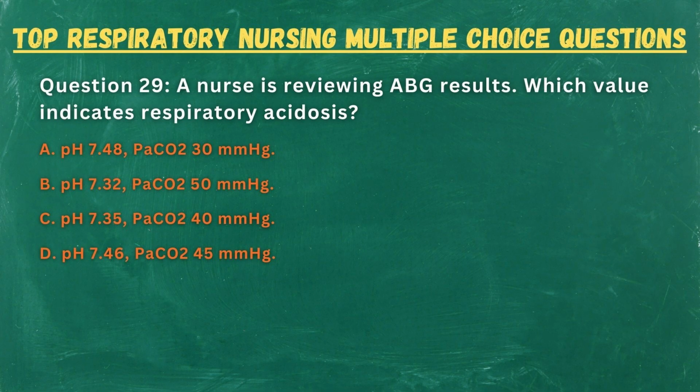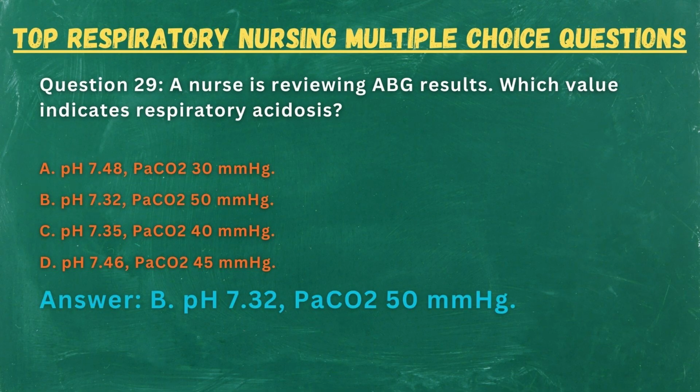Question 29. A nurse is reviewing ABG results. Which value indicates respiratory acidosis? A. pH 7.48, PaCO2 30 millimeters of mercury. B. pH 7.32, partial pressure of carbon dioxide 50 millimeters of mercury. C. pH 7.35, PaCO2 40 millimeters of mercury. D. pH 7.46, PaCO2 45 millimeters of mercury. Answer: B. pH 7.32, PaCO2 50 millimeters of mercury.